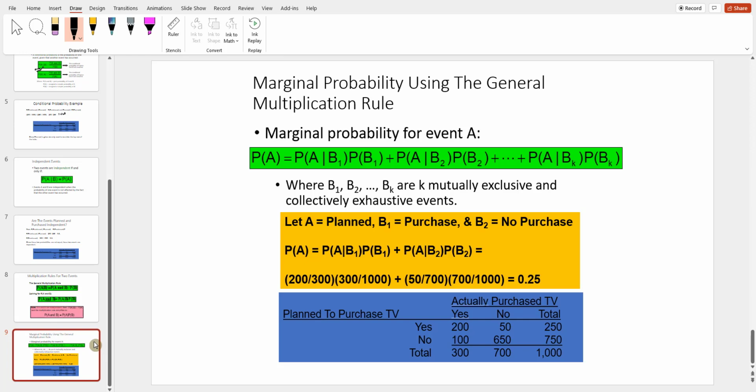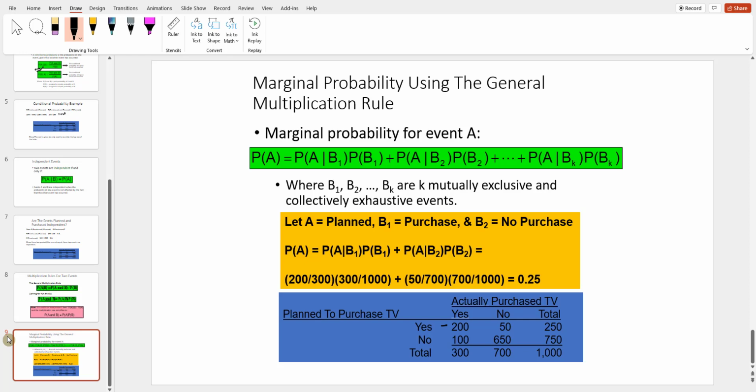So we can calculate marginal probabilities using the general multiplication rule. For example, let's say we wanted to calculate the probability that you plan to purchase a TV. That would be calculated as the probability of A given B, B1 being purchase, B2 being no purchase. So you're going to calculate the probability of A given B, which is 200 over 300. And we got that because we're looking here, 200 divided by 300, times the probability of B that you actually purchased, which would be 300 over 1,000.